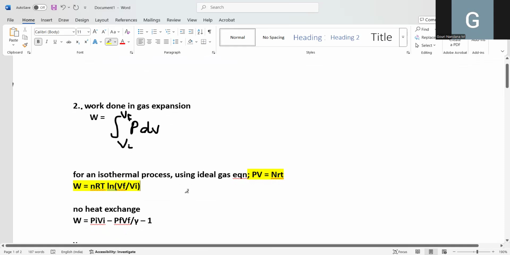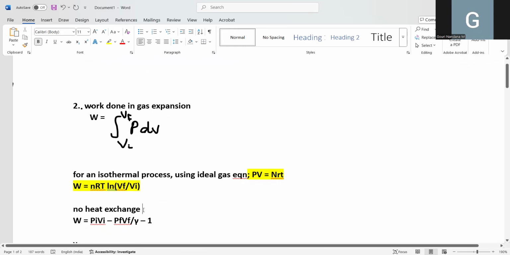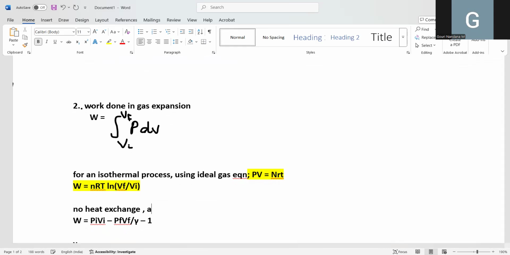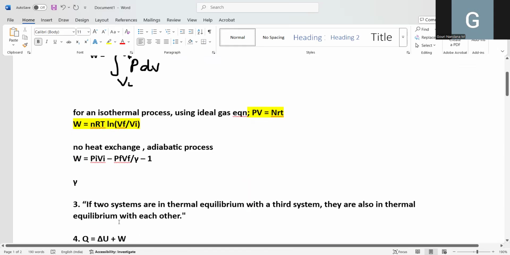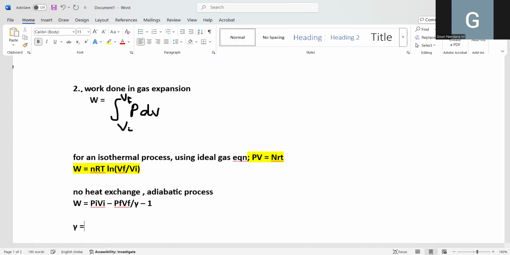Then when there is no heat exchange, that means an adiabatic process. For the adiabatic process, W will be equal to (PiVi minus PfVf) by (gamma minus 1). So the adiabatic index is gamma.